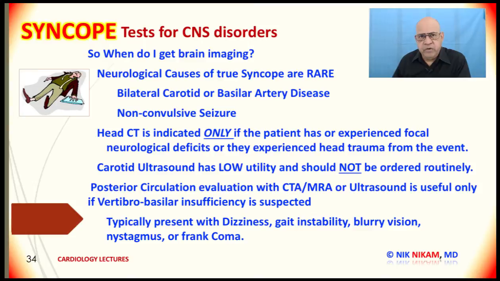What are the tests that we can do as far as finding pathology in the central nervous system? Of course, we have the carotid arteries, on which we can perform the duplex scan to look for critical stenosis. Then we can do a head CT, only if the patient has experienced focal neurological deficit or they have experienced head trauma from the event. Similarly, if we are suspecting posterior circulation, MR angiography or CT angiography may be necessary to do. Again, as I said, these instances are so rare, they do not produce significant results.